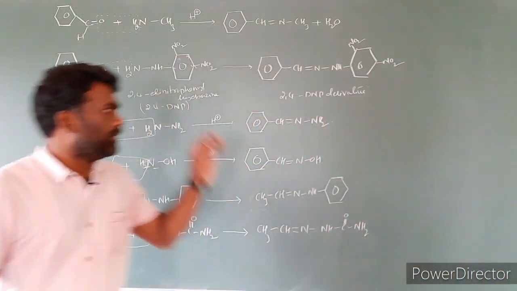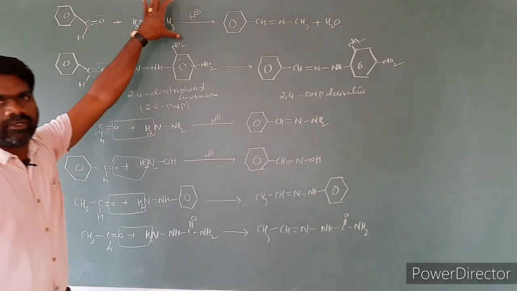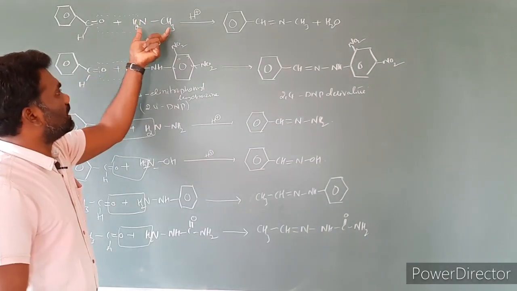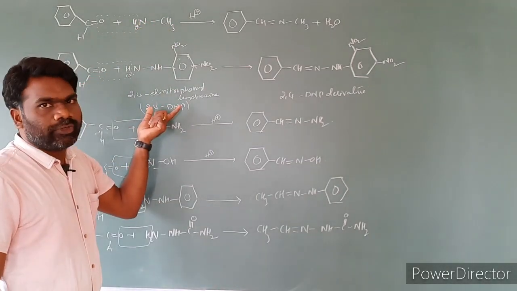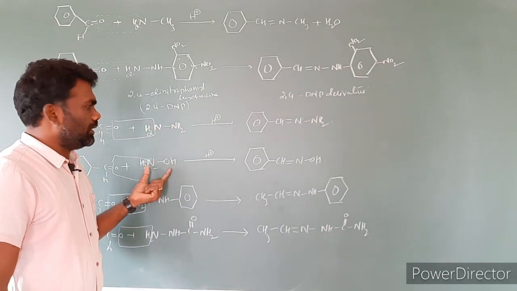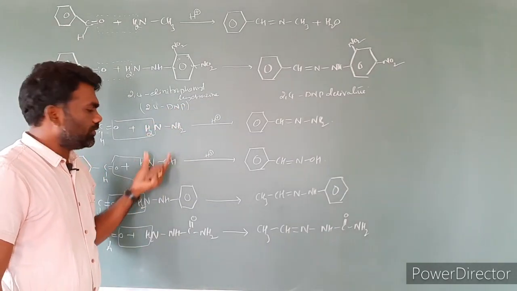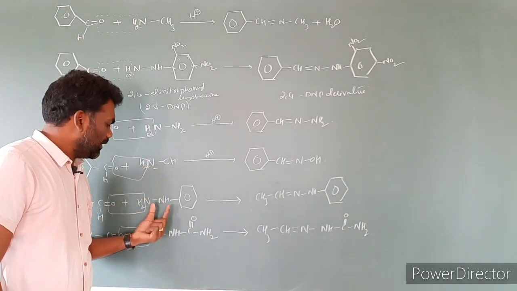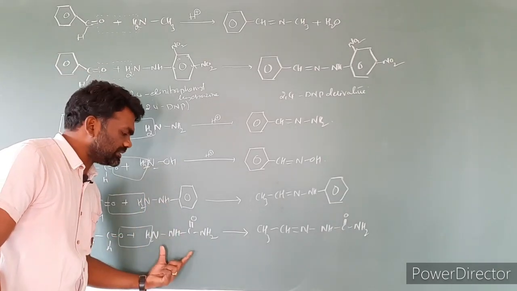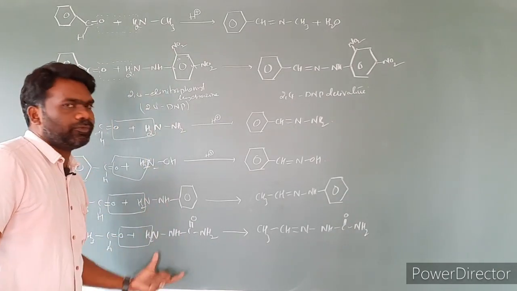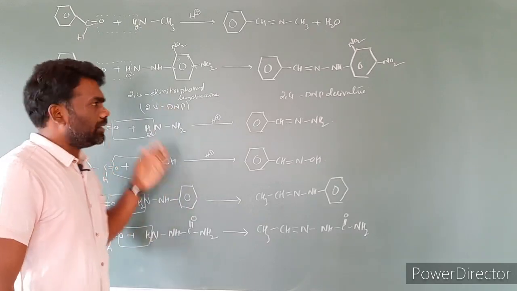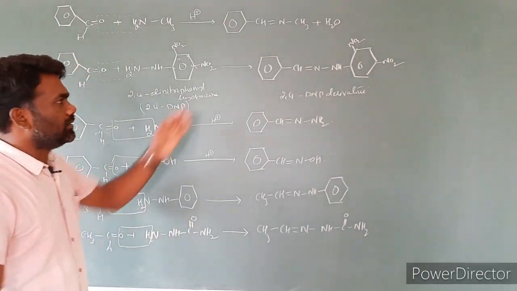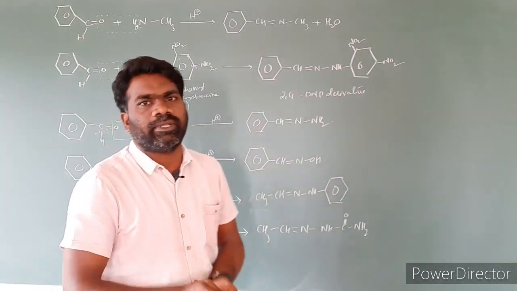So I took aldehydes and I took different ammonia derivatives. Here I took amino, here I took 2,4-DNP, and here I took hydrazine. Here I took hydroxylamine. Here I took phenyl hydrazine. This is a semicarbazide. So different types of ammonia derivatives I took, with different aldehydes. Then these are the different addition products formed in this reaction.